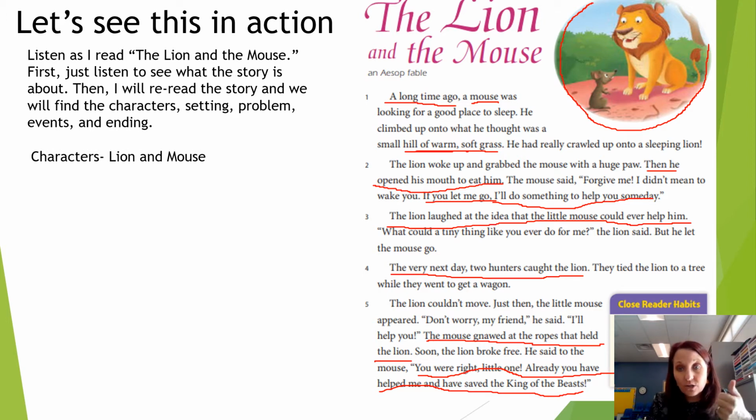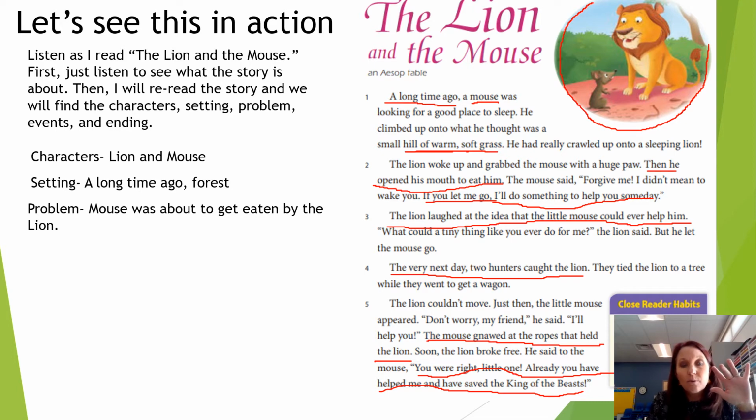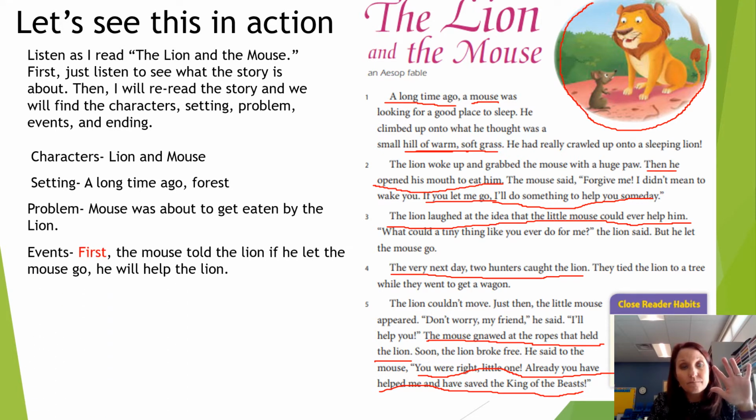We have characters, the lion and the mouse, so that's actually our one finger. We have this setting a long time ago and possibly in the forest. The problem was the mouse was about to get eaten by the lion. And then events. Notice now here where I write the events, I used a transition word. The first event that was important, I put in bold print and in red.